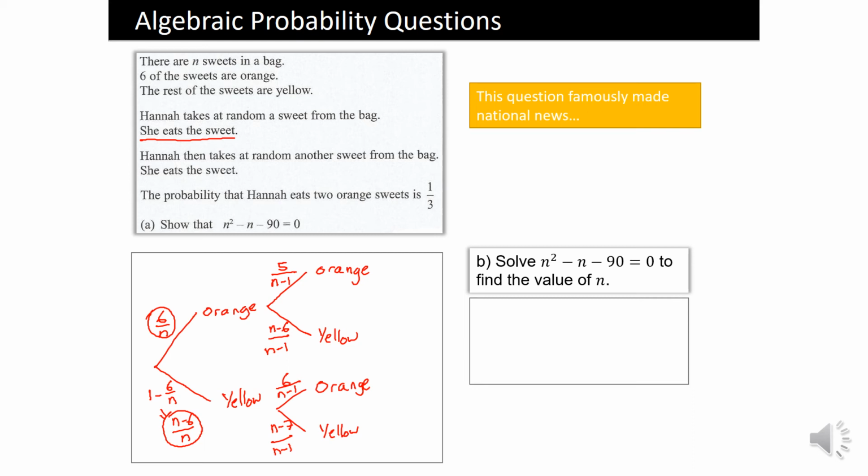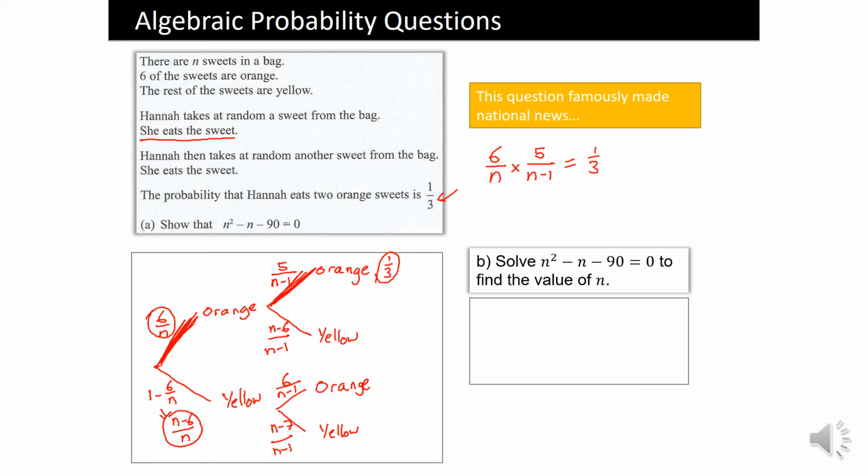So we're told this is our key information. The probability that we get 2 orange sweets is 1/3. So that means if we go down this branch and down this branch, the probability would be 1/3. So let's calculate what we've got in terms of n. If we've got 6 over n and we times it by 5 over n minus 1, so that's going down this branch, 6 over n, and then down this branch, 5 over n minus 1, and that equals 1/3.